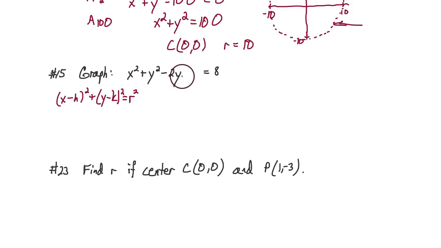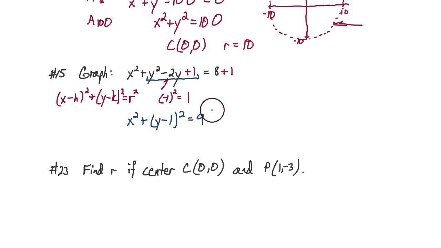So we're going to use completing the square. Take half of this number, that's -1, and then square it, that makes 1. Add that number in the blank spot and on the right side of the equals. Now we can factor this trinomial in the letter y. We have x squared plus y minus 1 squared, and that's equal to 9. Now we have the correct format. We can get our center C figured out, and we can get our radius R figured out.